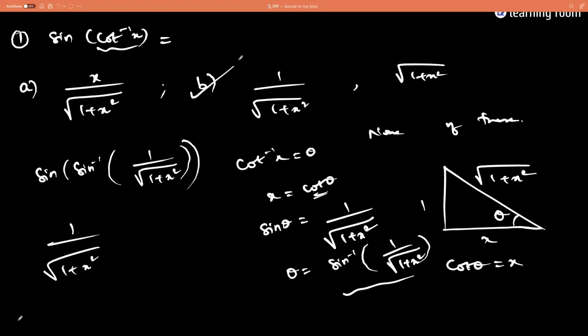Option B is right. Is everyone clear with this? Is there anyone who's not clear? If I have some more response, I can understand and solve problems accordingly.